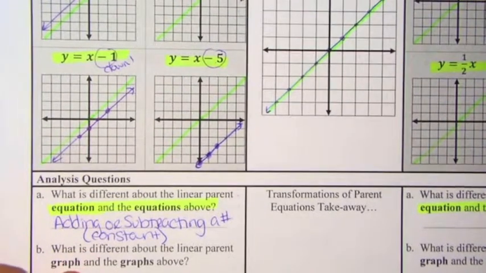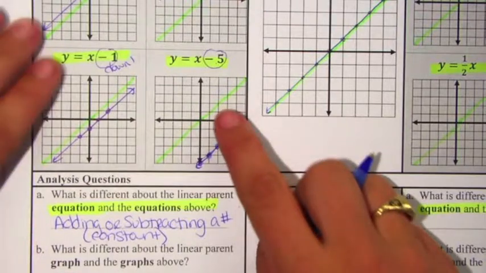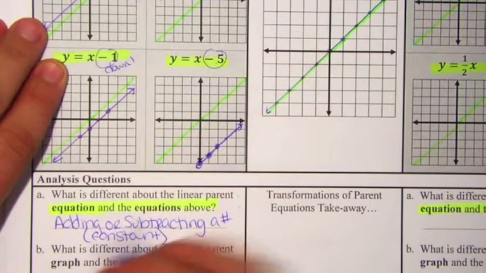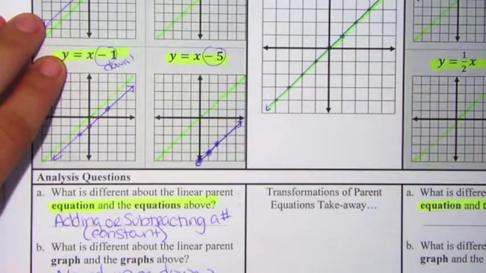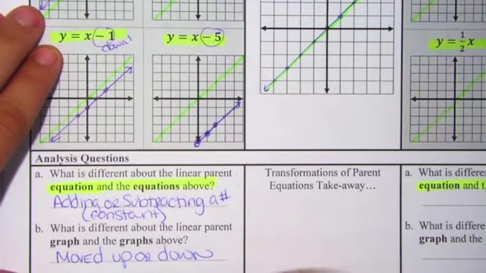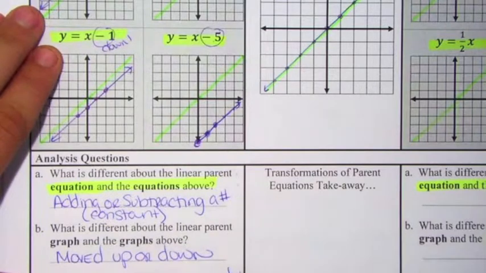So what is different about the linear parent function? These green lines and all of these graphs above, they were moved up or down. And so we need to describe the transformation for the parent equation of y equals x minus 9. So if it's minus 9, then I think that it's going to go down 9 units.